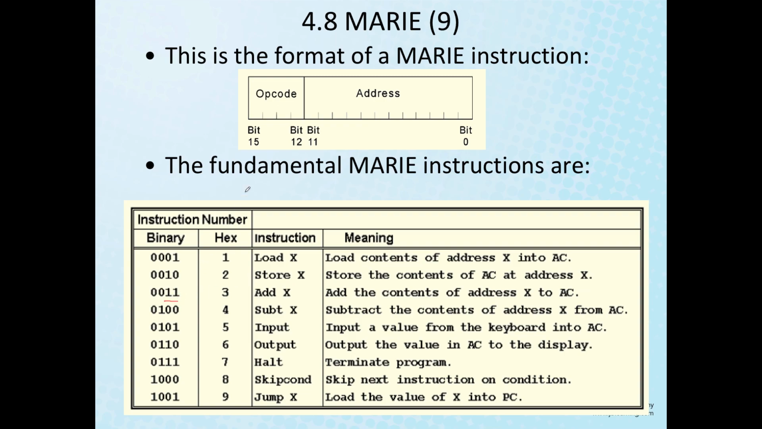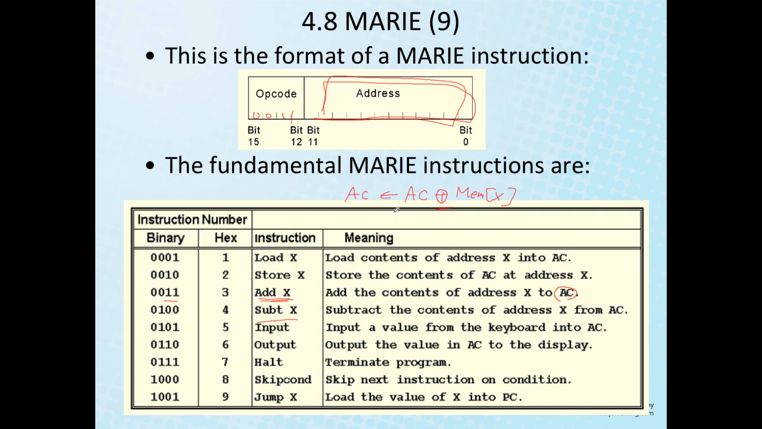So the next operation is 0011, which is Add X. Whatever address is specified, this operation adds the contents at this address to the accumulator, and then the result is stored back to the accumulator. So the accumulator is updated with the accumulator plus the memory location that X specifies. That's Add X. And Subtract X is very similar, but instead of addition, subtraction is performed.